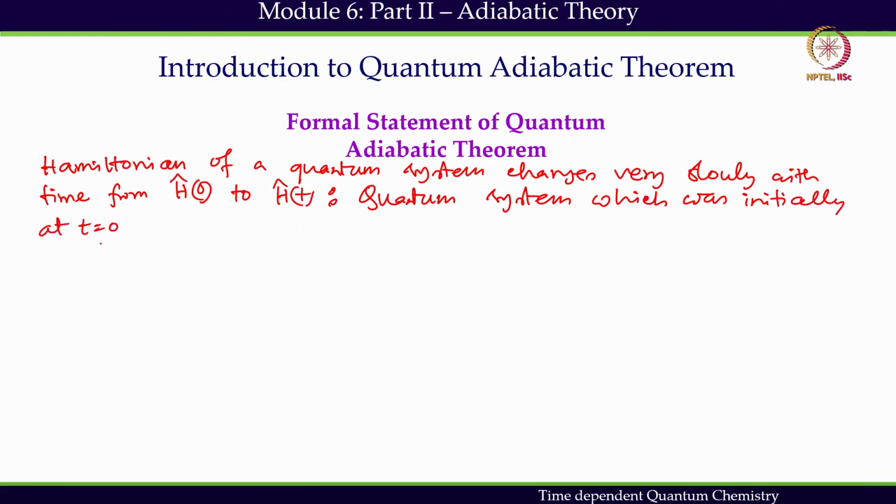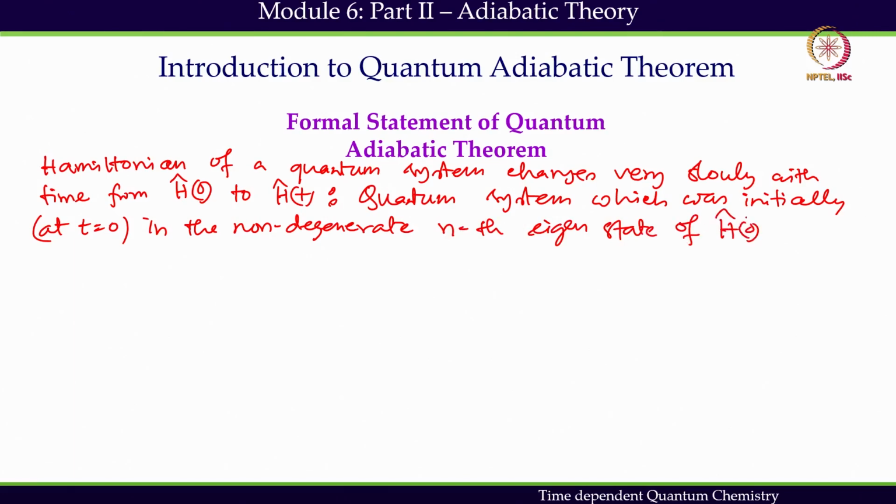at t equals 0, or before the beginning of the process, in the non-degenerate nth eigenstate of H0. So, the quantum system which was present in the nth eigenstate of H0 will remain in the non-degenerate nth eigenstate of Ht, because the final Hamiltonian is now Ht.